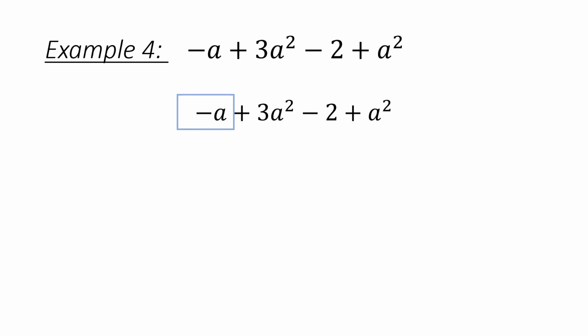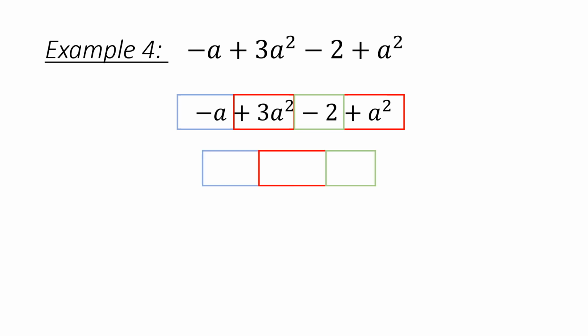And then next, moving on to my next term, I do have like terms. I have a plus 3a squared and a plus a squared. Once again, with the a squared, there is a number there. It is a 1. I know you don't see it, but it's there. And then last, I need to actually have a third color here because I'm left with a negative 2, which is a standalone term. There's no other like term with the negative 2. So here I'm going to have 3 colors that I'm going to have to fill in the boxes.